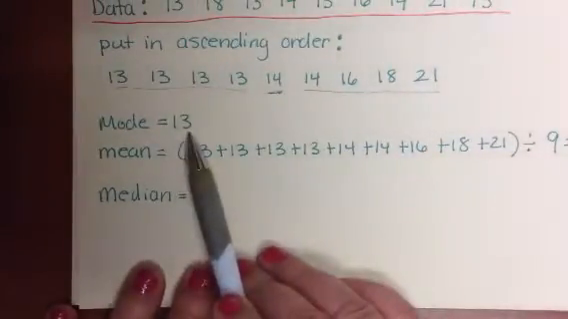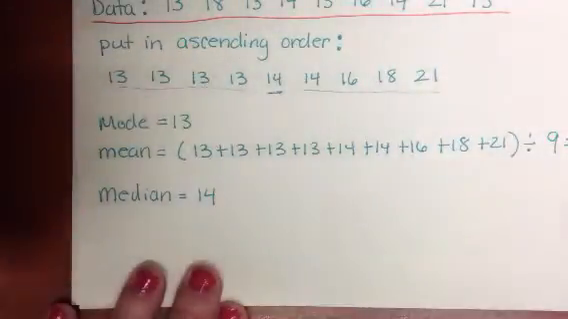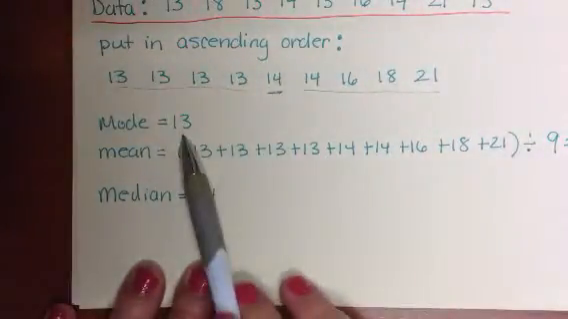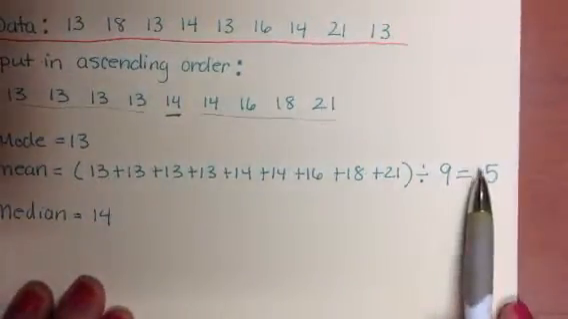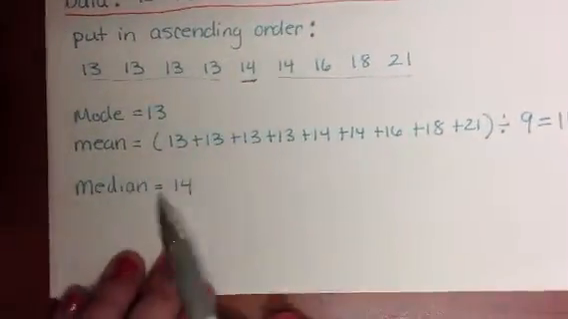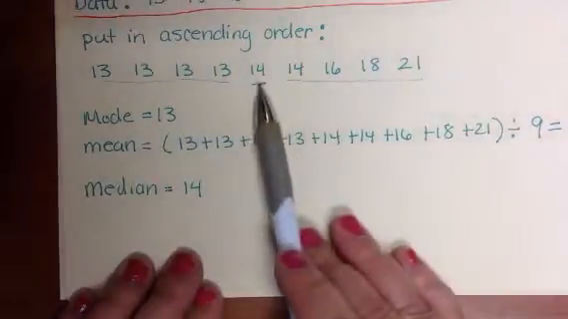So we said our mode was 13 because when we put it in order, that's the one that occurs the most. The mean, when we did it by hand, we added up all those values, divided by 9, and got 15. And then the median was the center value.